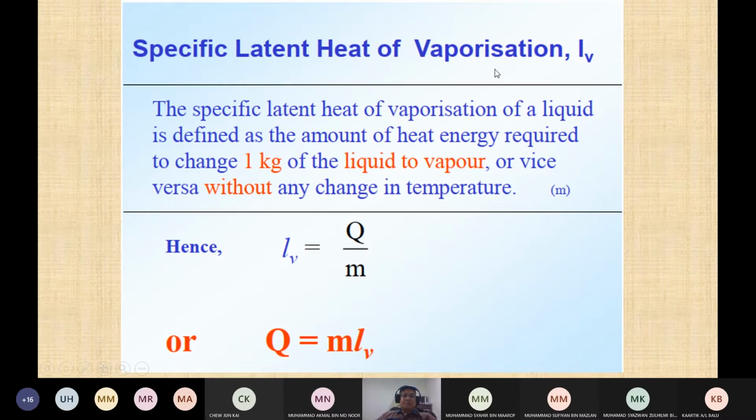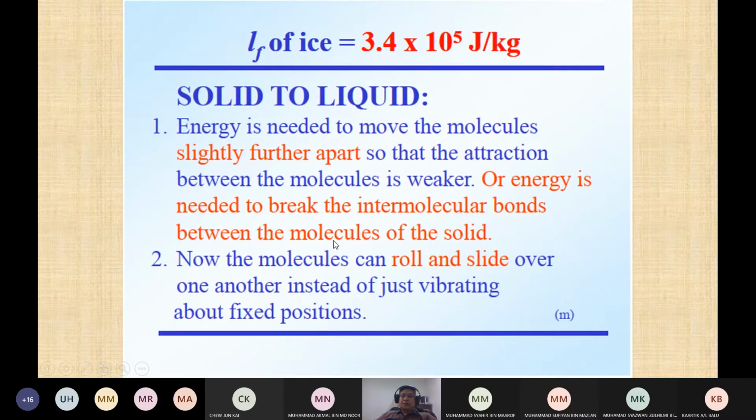Specific latent heat for vapor is the same, but this one is LV. So Q to change the water from liquid, I mean the mass, and also Q is how much per kilogram, so they are different. Then, how to calculate the latent heat of fusion and vapor? For ice, it is the same as I mentioned before.